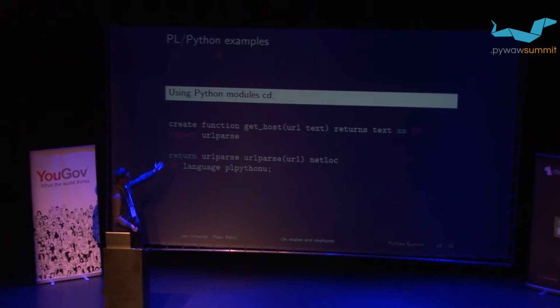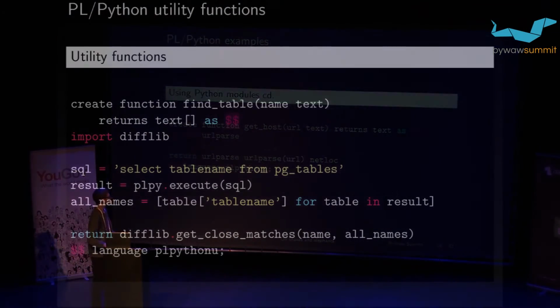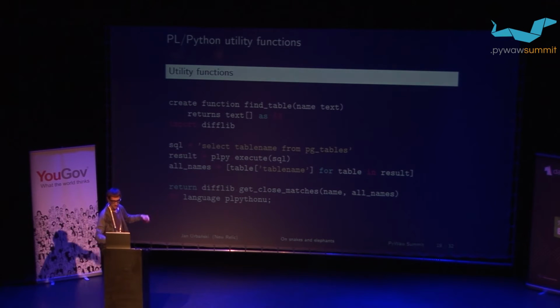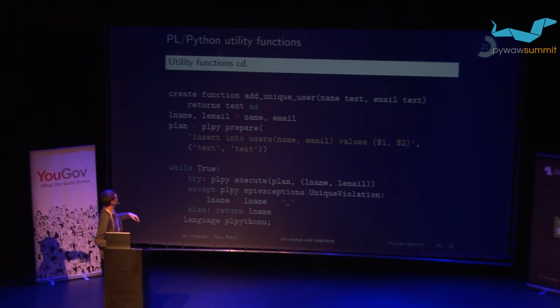I can just parse them out in Python and have a function that gets passed a URL and returns the host name. And just like that, I have a function that I can use in aggregation. I can use it as if it was a built-in function. You can use, let's skip over that one and go into utility functions.